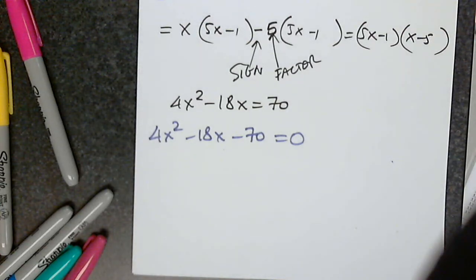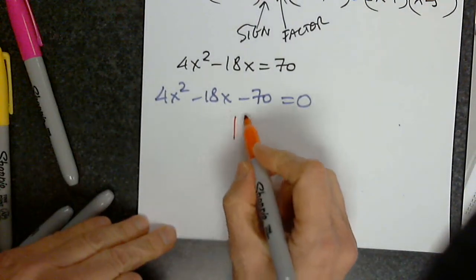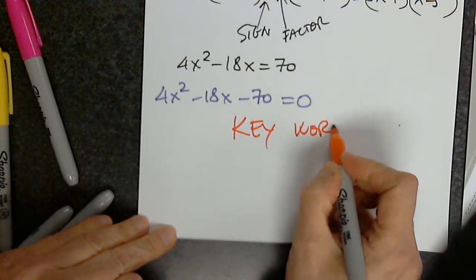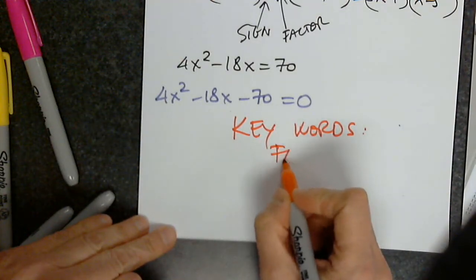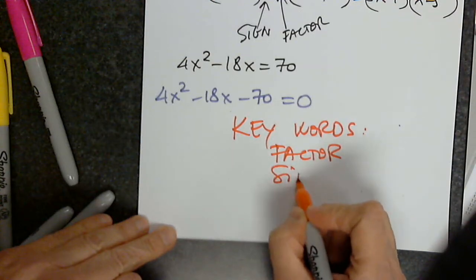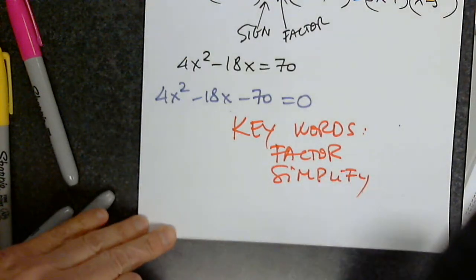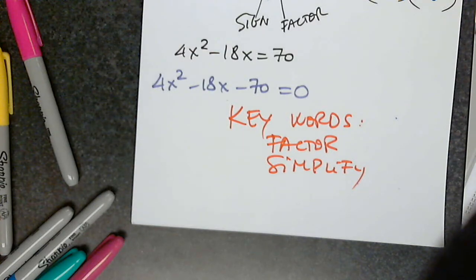Now look at these three terms. What two keywords we said are so important? They're keywords in this class or any math class. I'm going to ask you all the time. Factor, simplify. Two keywords. Factor, simplify. I have an equation. I'm looking at it. I'm asked to factor and solve. I will simplify it first. How?